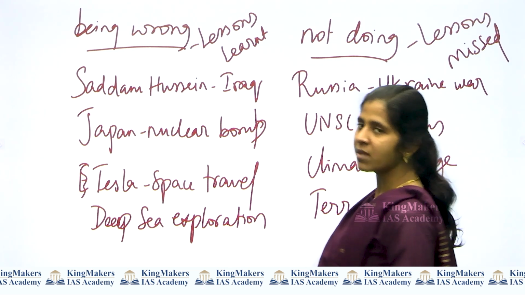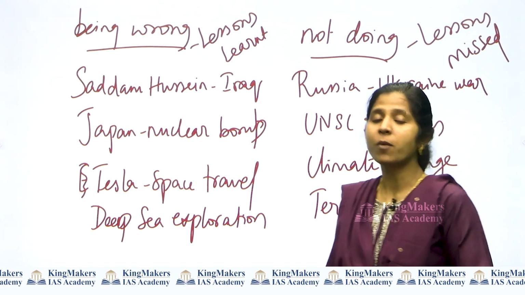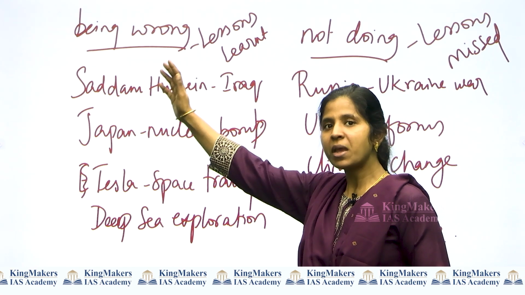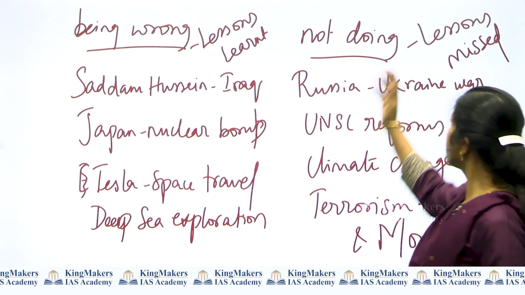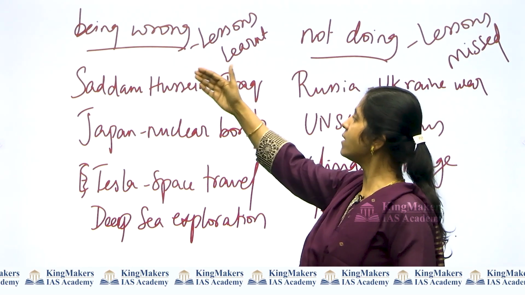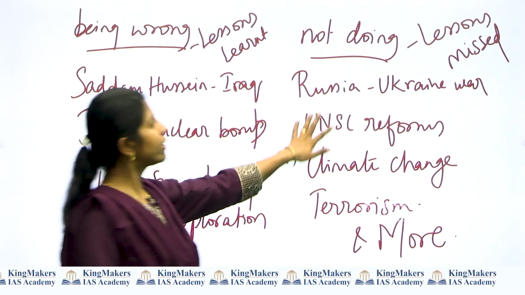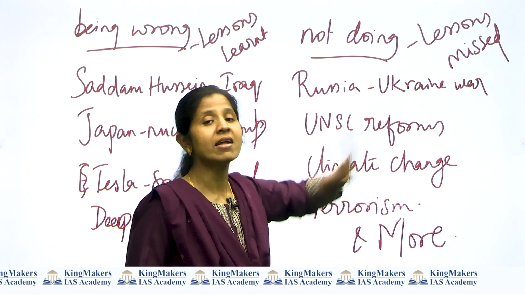So I have given a separate slide for the examples that you can probably write for this essay. Here we have the cost of being wrong, these are the examples, and cost of not doing, these are the examples. These examples are giving some lessons to be learned, and these are the things which are giving the lessons that are missed.